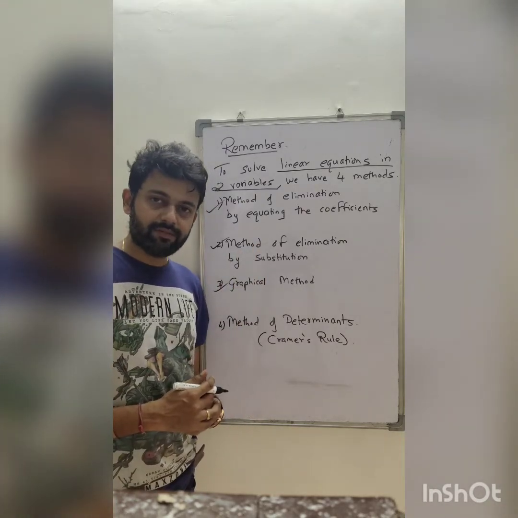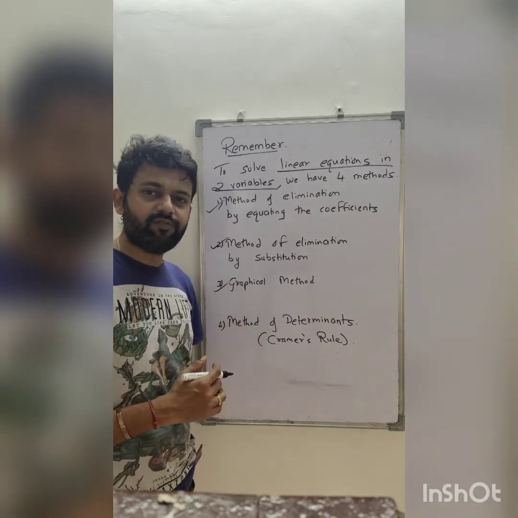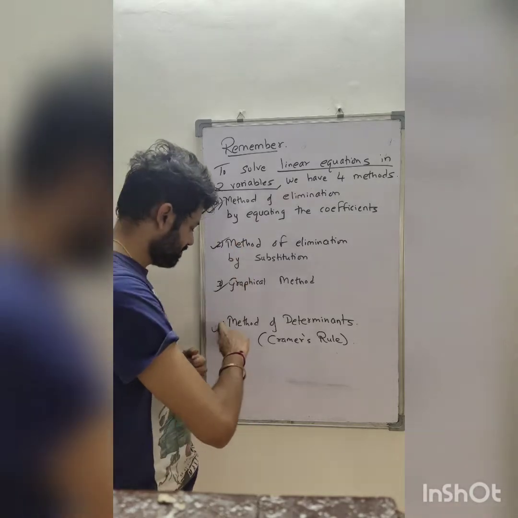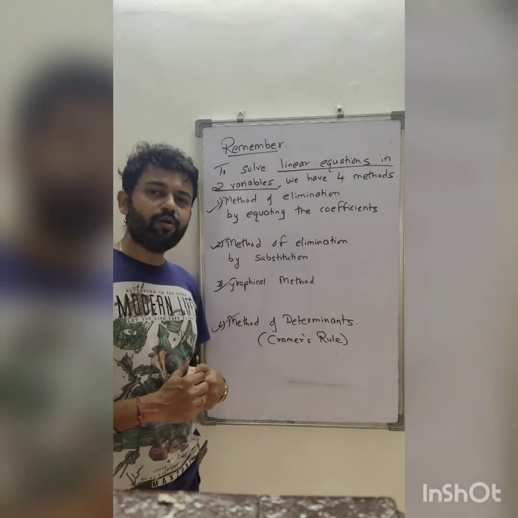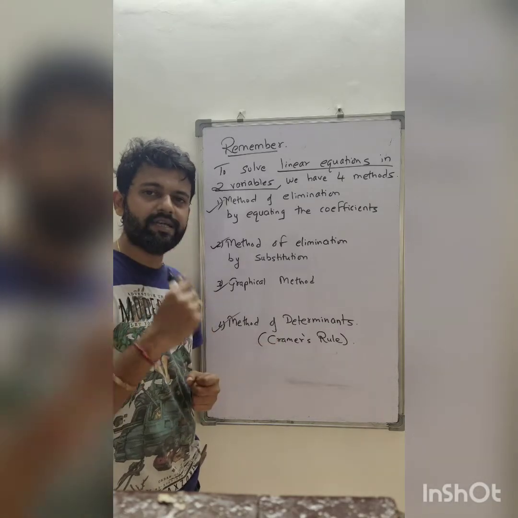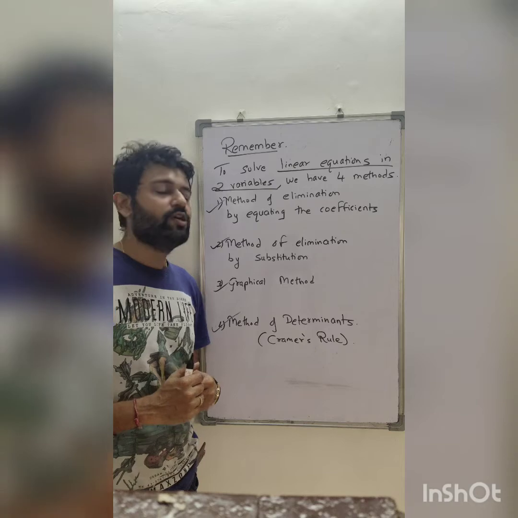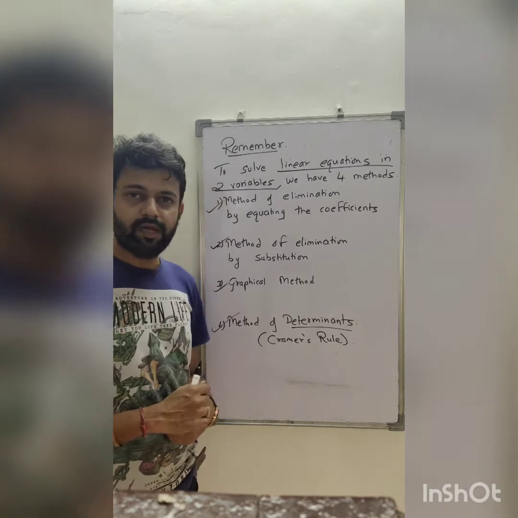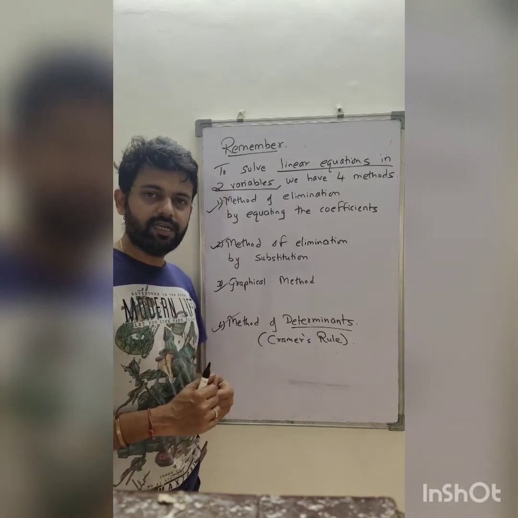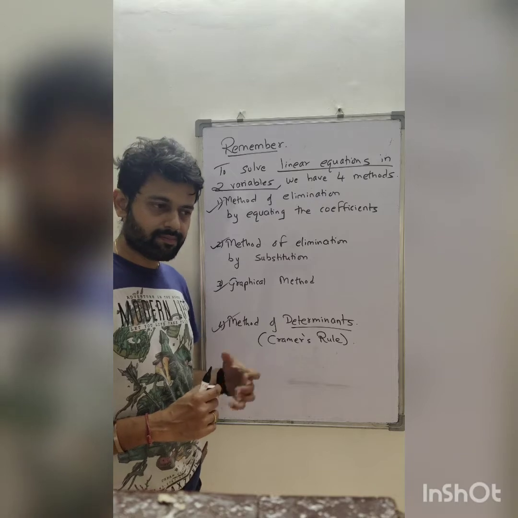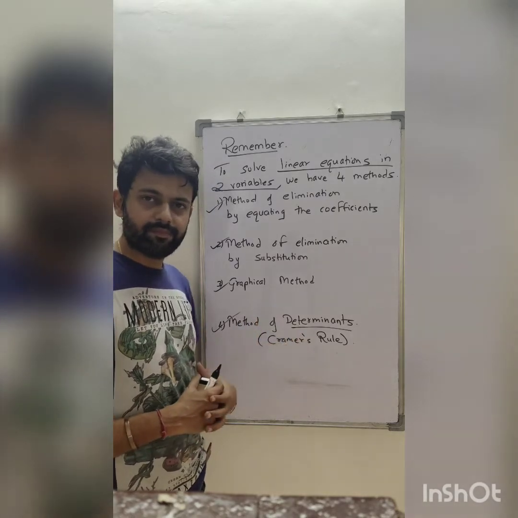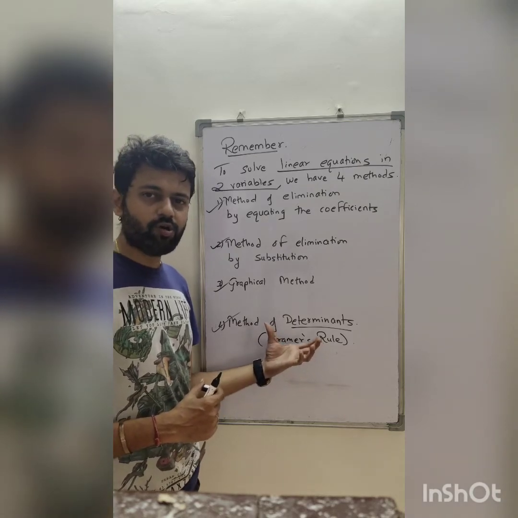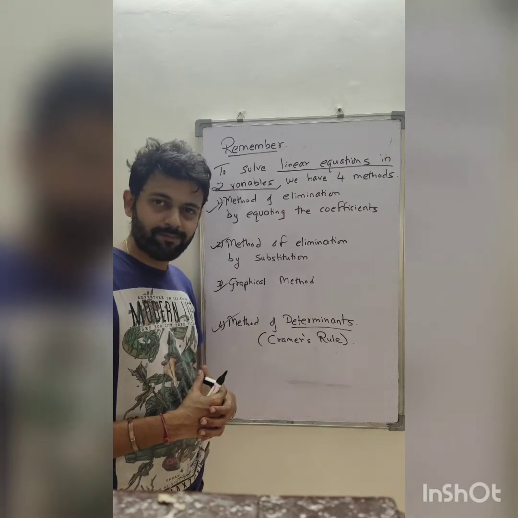The third is graphical method, which is there in exercise 1.2 of chapter 1 in algebra SSC. Today we are going to solve equations using the fourth method, method of determinants. So you are introduced to determinants first. This method of determinants is given by Gabriel Cramer. So this method of determinants is also called Cramer's rule.